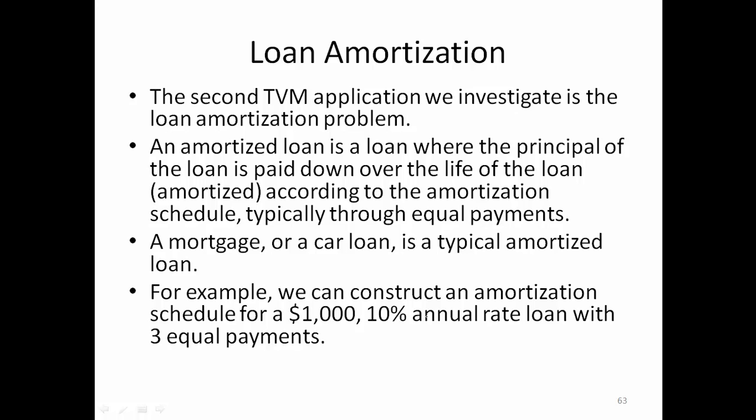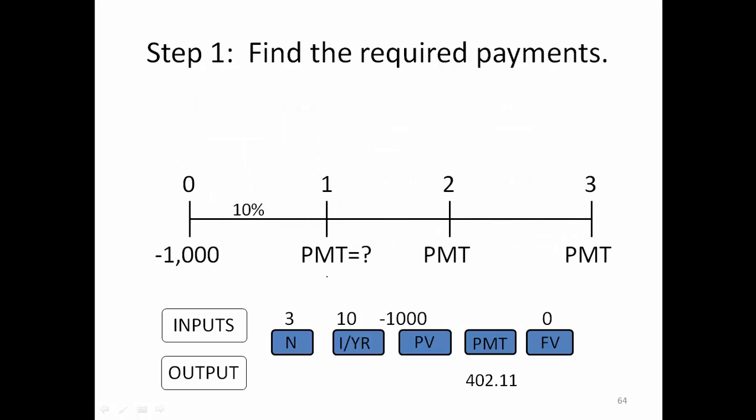We can construct the amortization schedule for a $1,000 loan, which charges a 10% interest rate every year with 3 equal payments. So we're going to pay off the loan in 3 years. We can now calculate the amount of payment every year. Since the payment amount is the same, we can take it as an annuity problem. We are solving for the payment of this annuity.